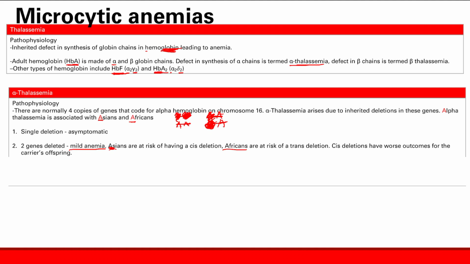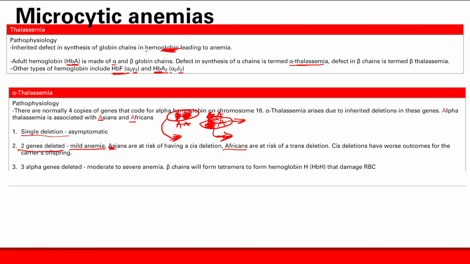If you want to think about it, let's say you transmit it to your offspring. If you are Asian and you have a cis deletion, you transmit this one to your offspring. Your offspring automatically has at least 2 gene deletions. Whereas with this one, you transmit it to the offspring, at worst they might only have a single deletion. They might be asymptomatic. So that's why cis deletions can be worse.